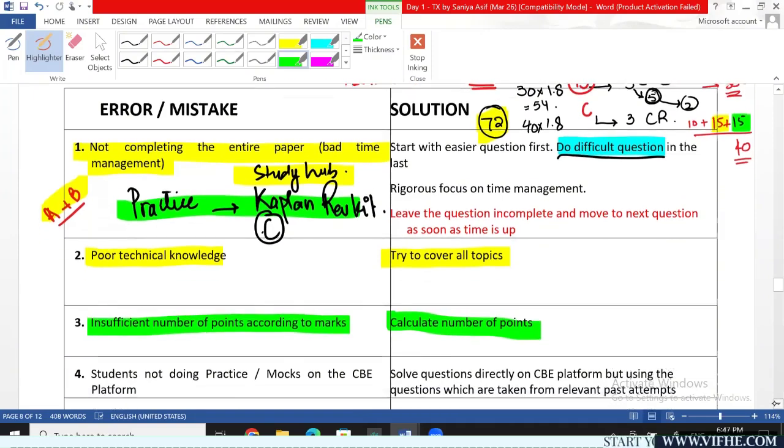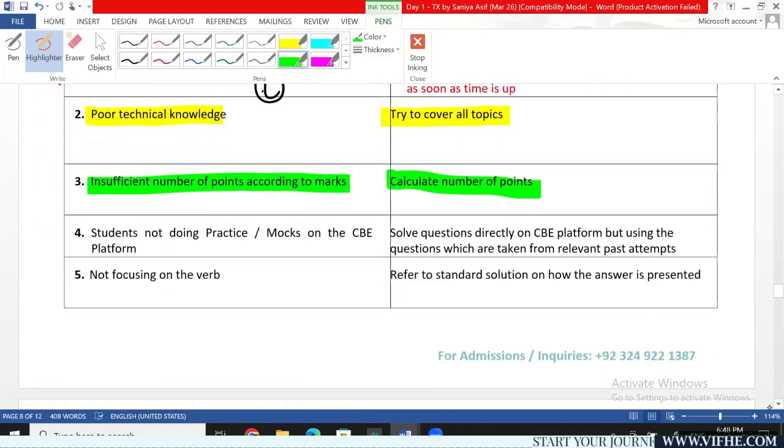One more thing: as I have said, practice is a must. Doing the practice on paper, I mean, just looking at the kit and doing the solutions on paper, is not always sufficient. Try doing some practice on the CBE platform as well.